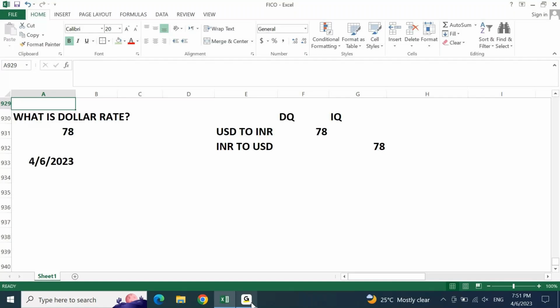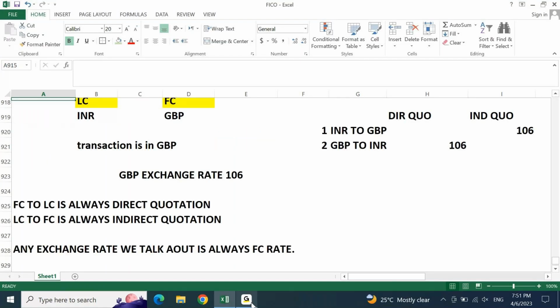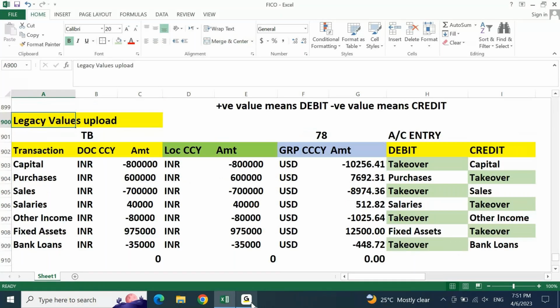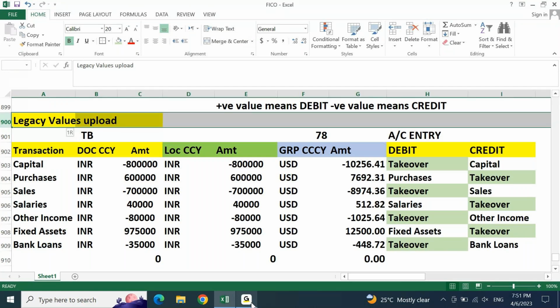Good morning. We were talking about this takeover. Yes, sir. This legacy balance takeover is what we were talking about in the morning. Now, I'll take this data again.